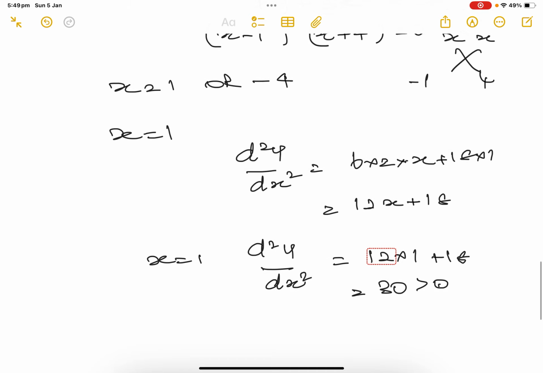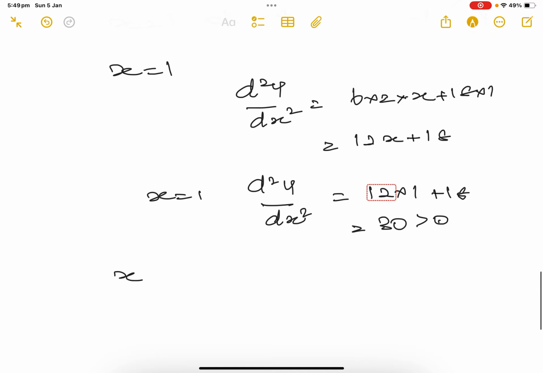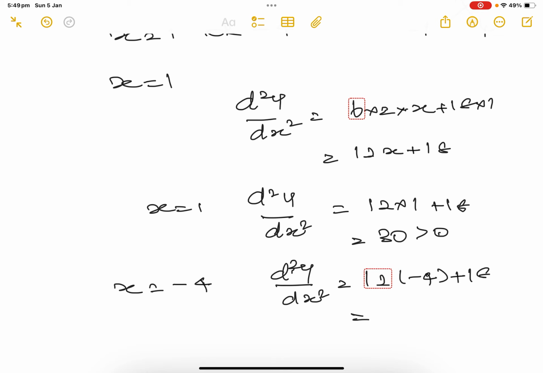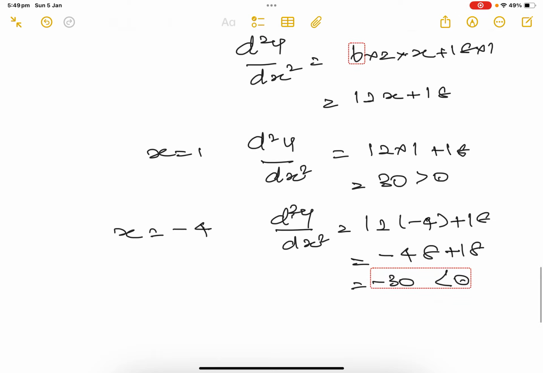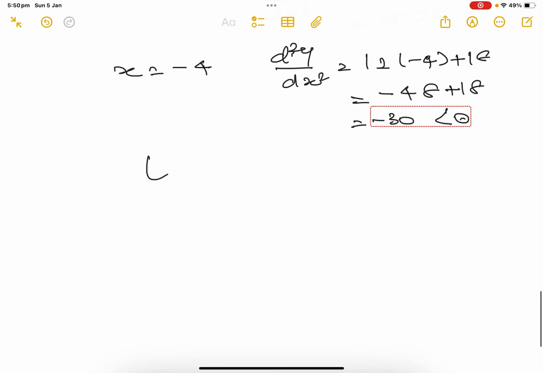What we need is the coordinate of the local maximum point. So let's see the second one, x equal minus 4. d2y over dx squared equal 12 times minus 4 plus 18. That is equal minus 48 plus 18. That is equal minus 30, less than 0. So at x equal minus 4, it will be the local maximum. So the local max is at x equal minus 4. But I need to find the y coordinate.